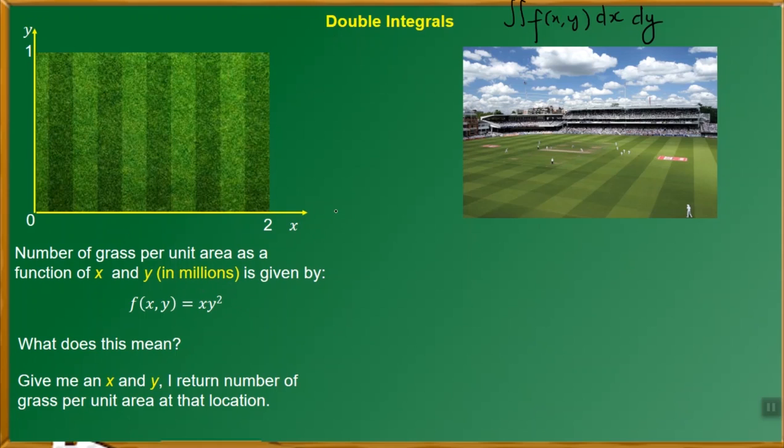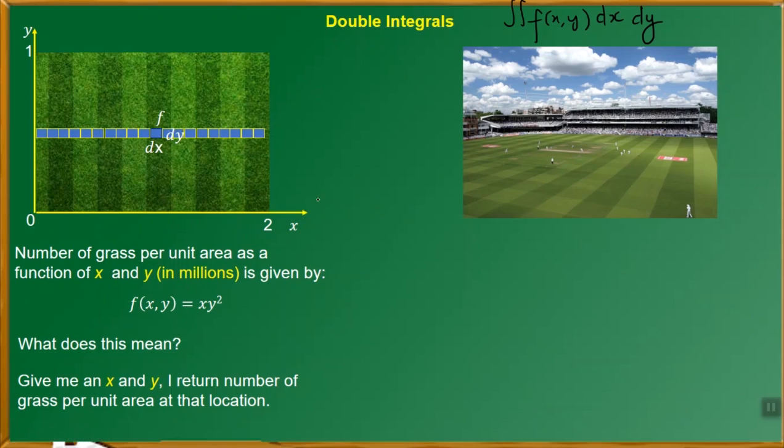So knowing this information, how are we going to find out the amount of grass that is present in the entire area? Well, this here is a small unit which has length dx and dy. So at this particular point, we have the amount of grass as a function of dx and dy. It will be x y square into dx into dy.